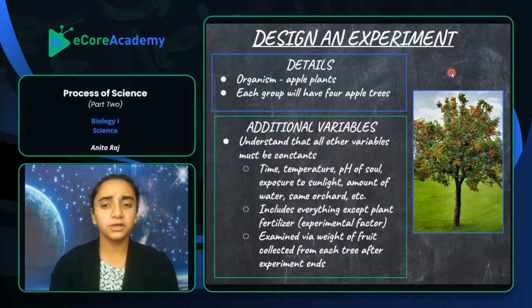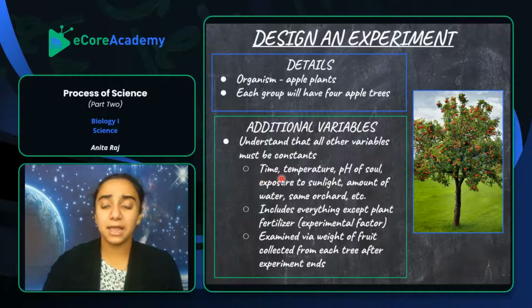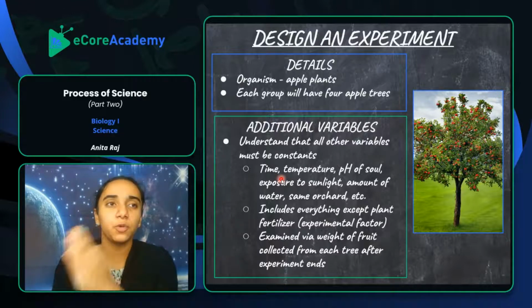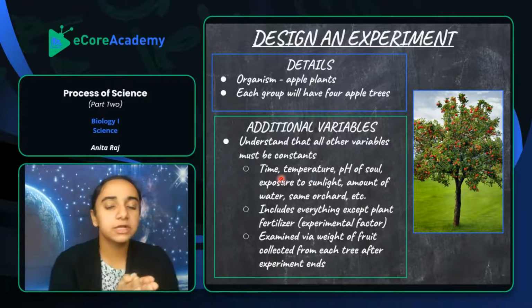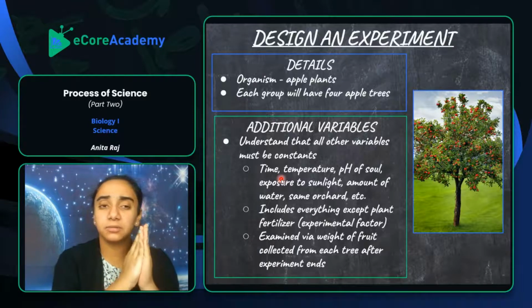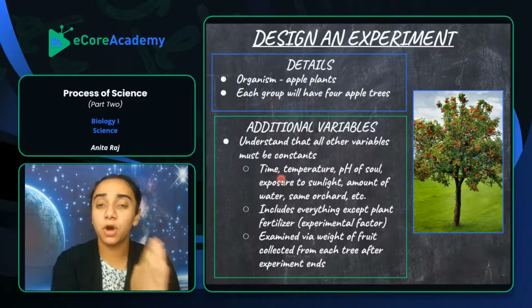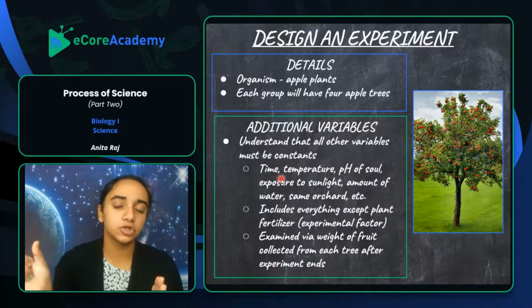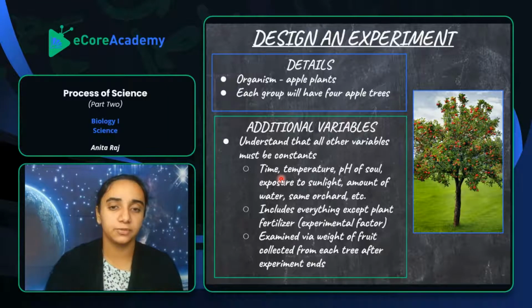Here are some additional variables. These are what we talked about with the constants. So understand that all other variables must be constants. These include the time, as in how long are we going to be administering the plant fertilizer. We can't be administering the plant fertilizer for 1 week for one group and then 2 weeks for another group. It all needs to be the same. So if we decide on administering the plant fertilizer for 1 month for one group, it needs to be 1 month for all of the groups, excluding the control group. Of course, that's not getting any experimental factor.